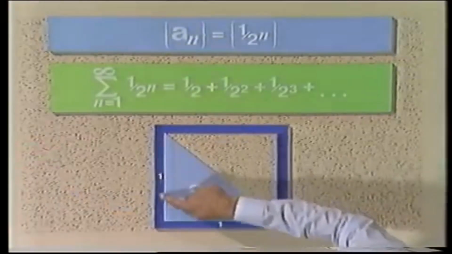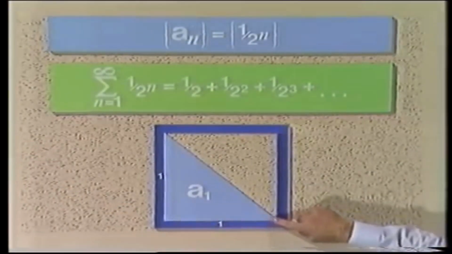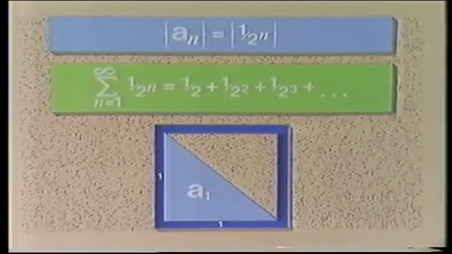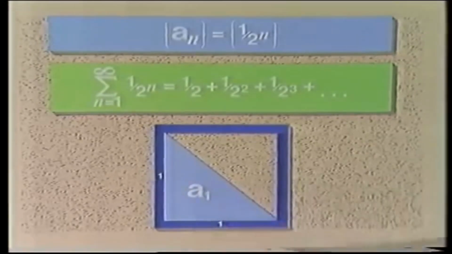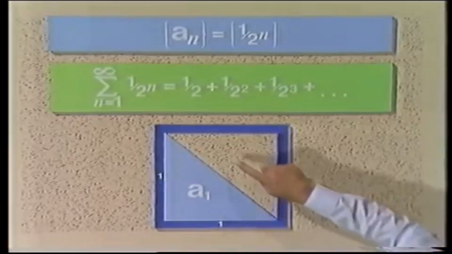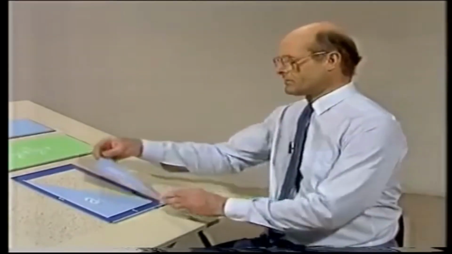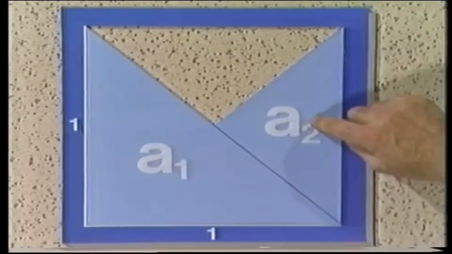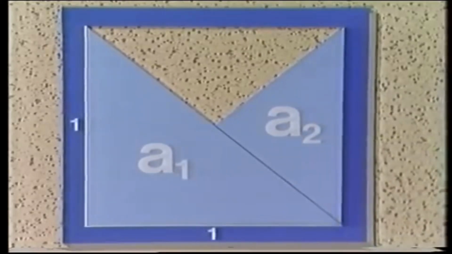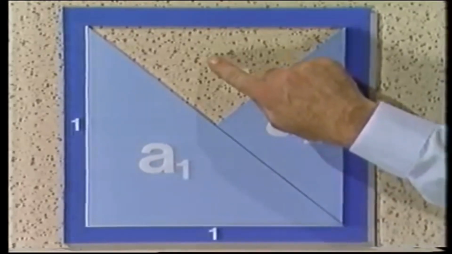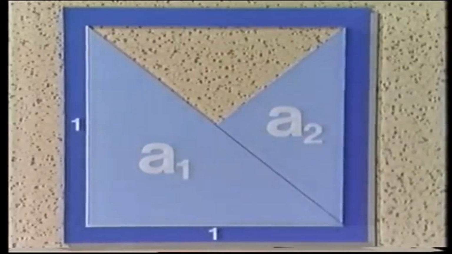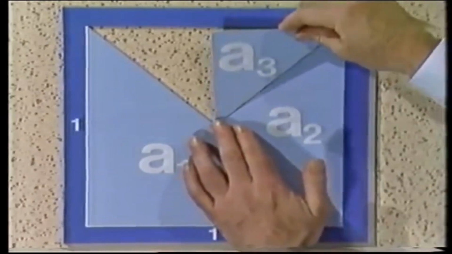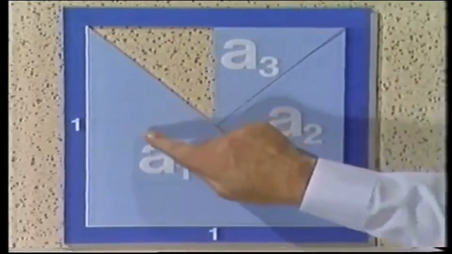There's another way to look at it. This is a unit square. And I'm going to represent A1, which is a half, by this triangle. The bit of the square left is also equal to A1, and A2 is half of it. So all this is S2. The bit remaining is the same as A2, and A3 is half of this space. So this is S3.